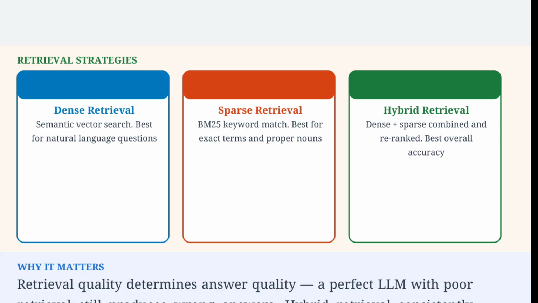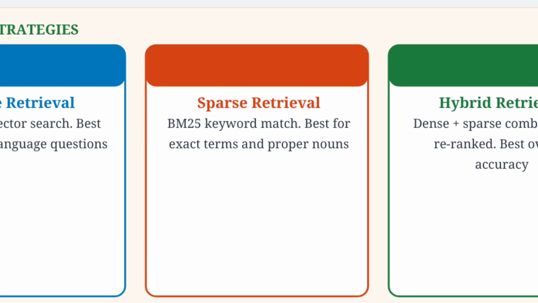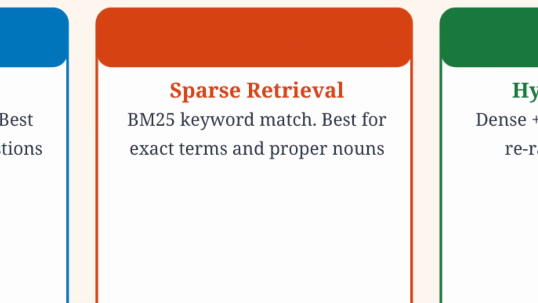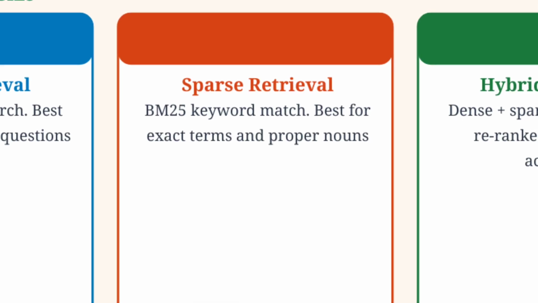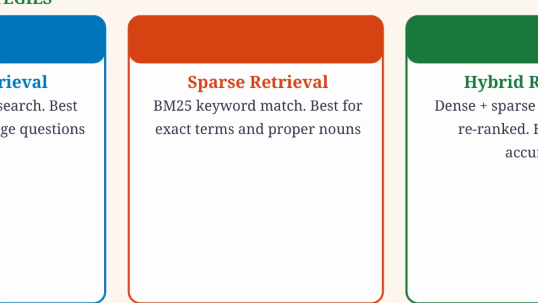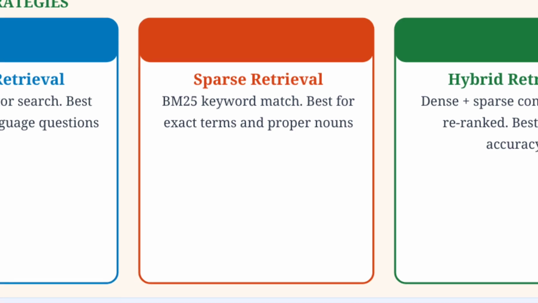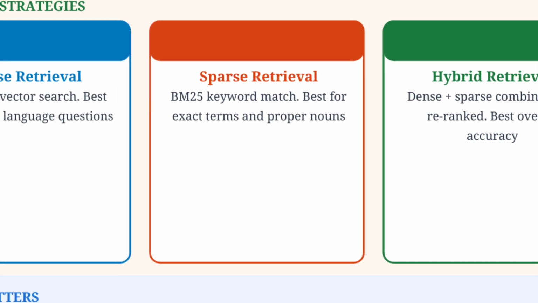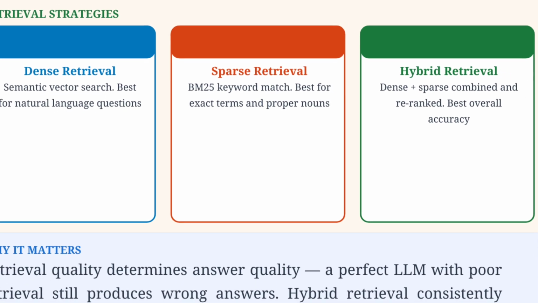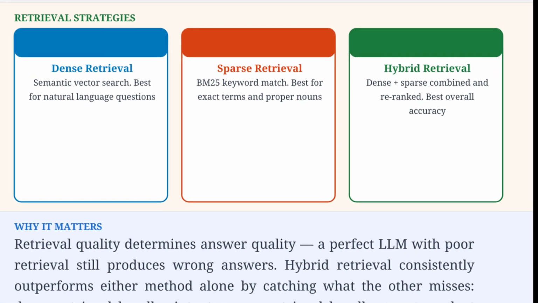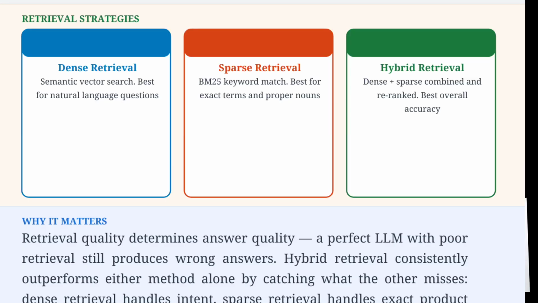Sparse retrieval. This is keyword matching. It uses an algorithm called BM25, and it is great for exact terms. Product code, proper name, specific number. Things where the exact word really matters. This is where sparse retrieval is good.